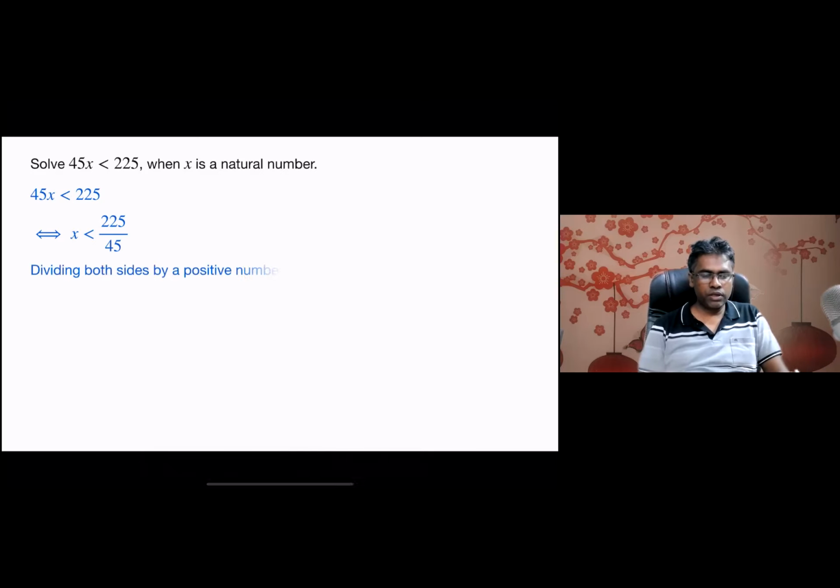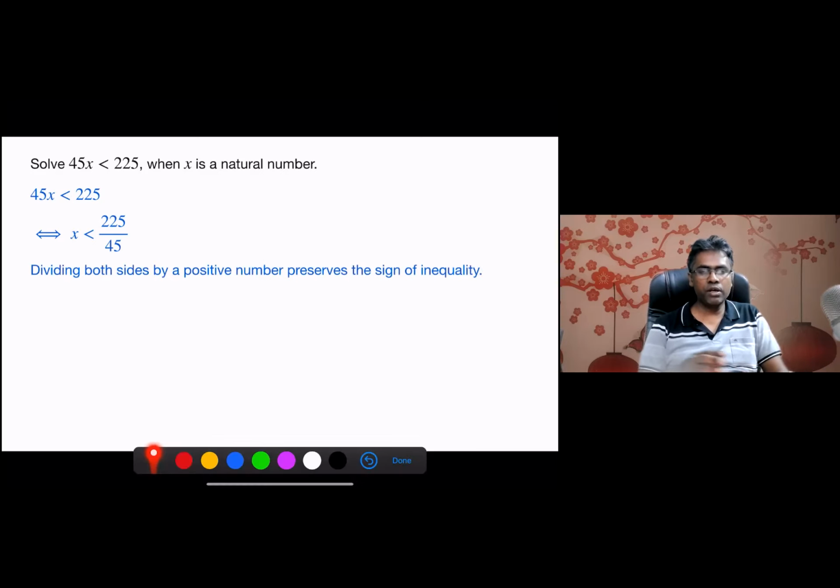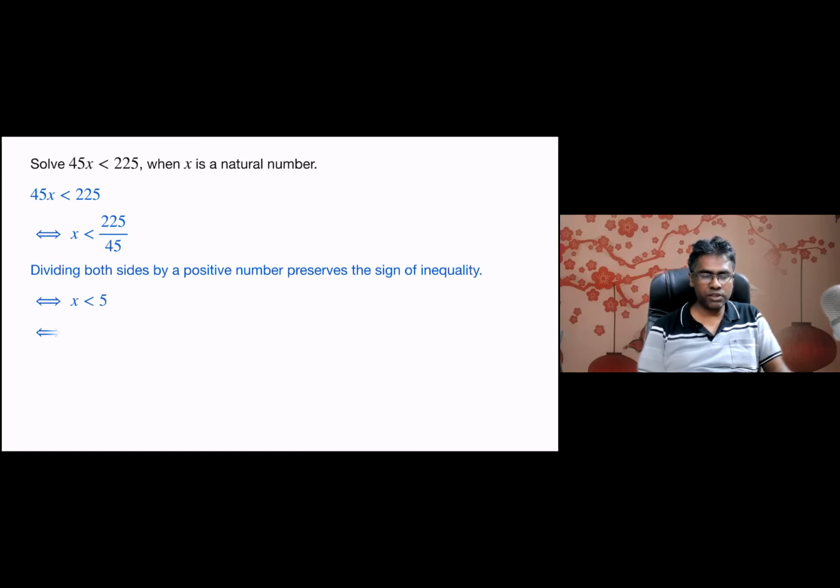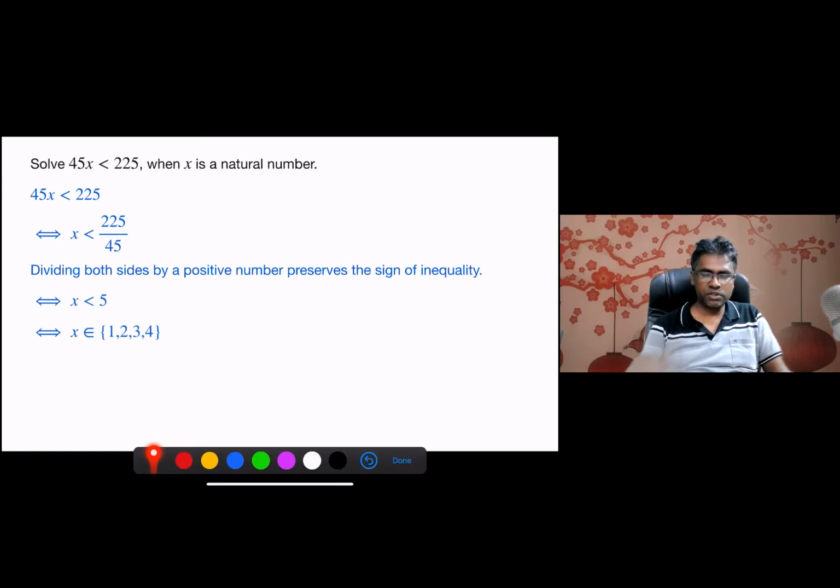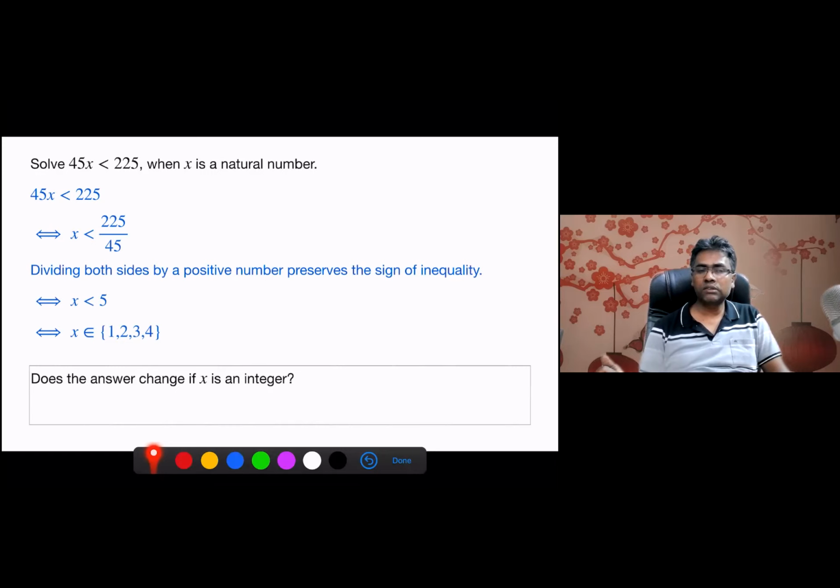Here, because we are dividing by a positive number, the sign of inequality is preserved. So x is less than 5. Because x is a natural number, the solution set is only 1, 2, 3, 4. Okay, does the answer change if x is an integer? Okay, so then what happens to the solution set?